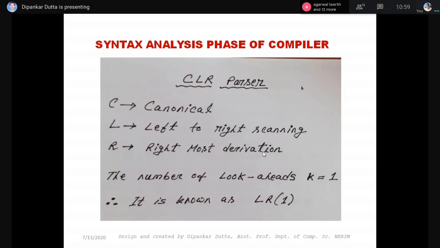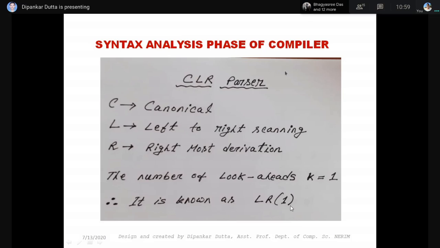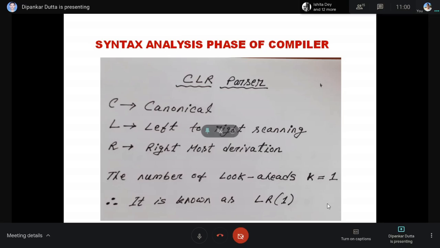Now, in the case of CLR parser, the number of look ahead is generally represented by the English alphabet k, and the value of k will be 1. That is why the CLR parser is known as LR1 parser. Why is it 1? Because the number of look ahead symbols will be 1 here. In the previous parser SLR, the value of k was 0. That was known as LR0 parser or simple parser.